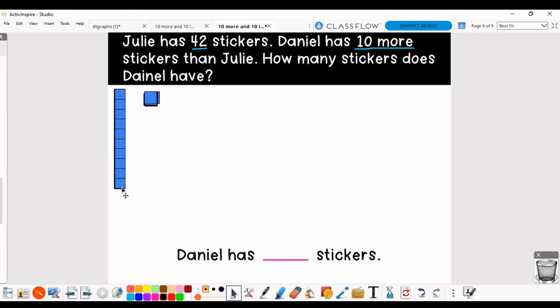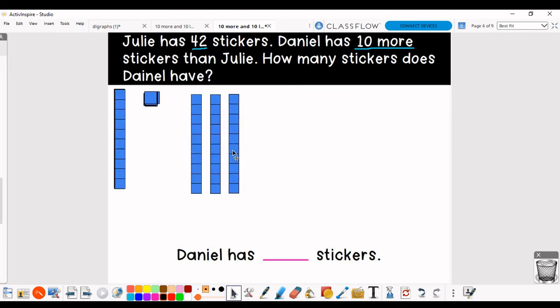So I'm going to draw out how many stickers Julie has. First, I need to see what number is in my tens place. What number is in our tens place? That's right, 4. So I need to draw out 4 tens. 1, 2, 3, 4. What number is in the ones place? That's right, 2. So I need to draw 2 ones. 1, 2.